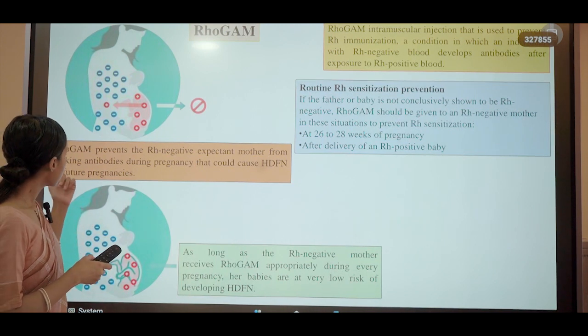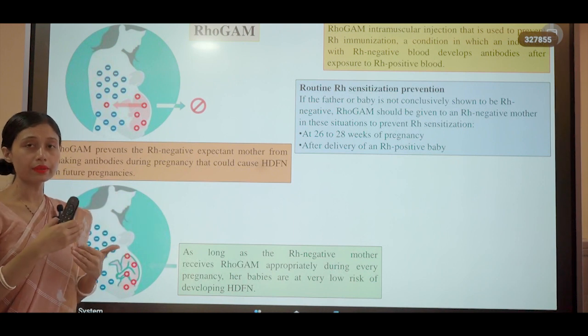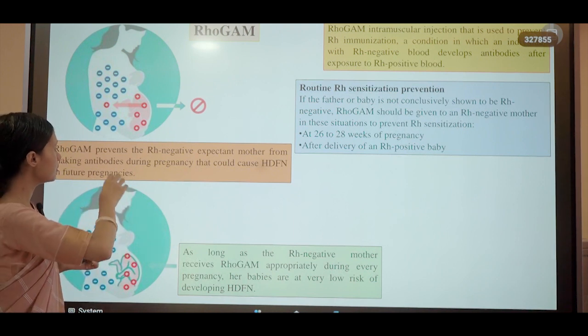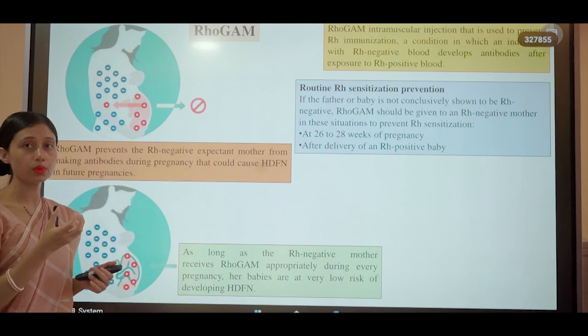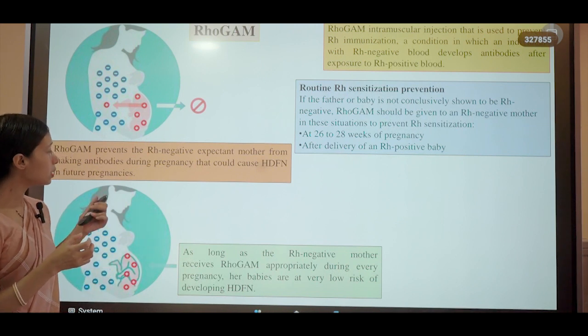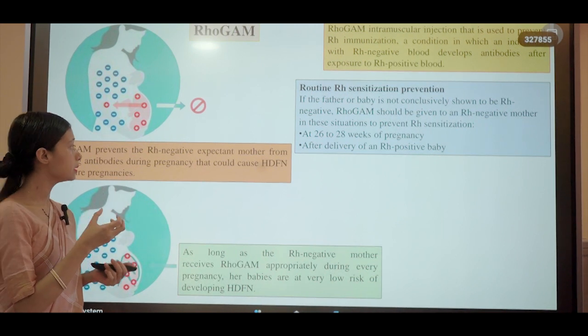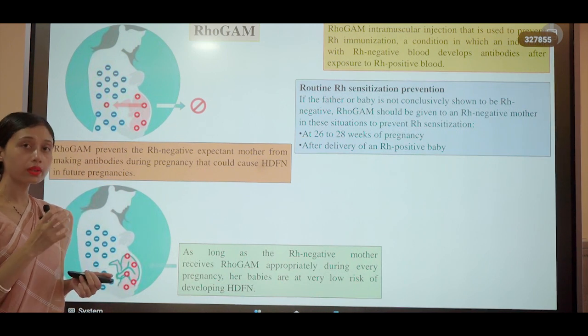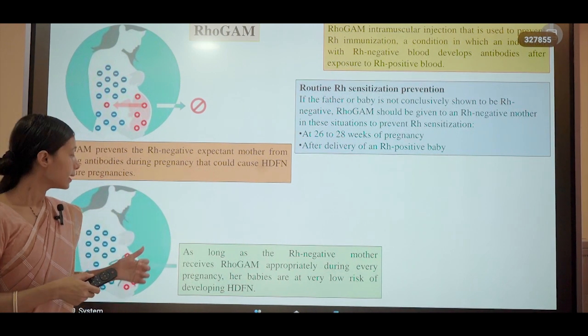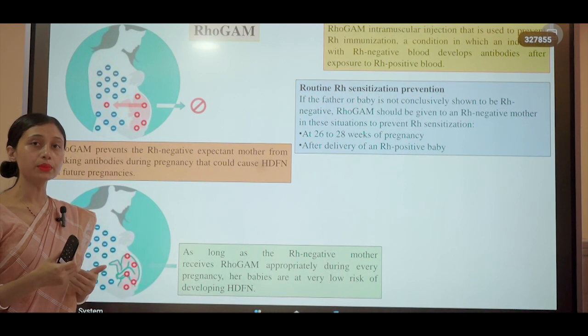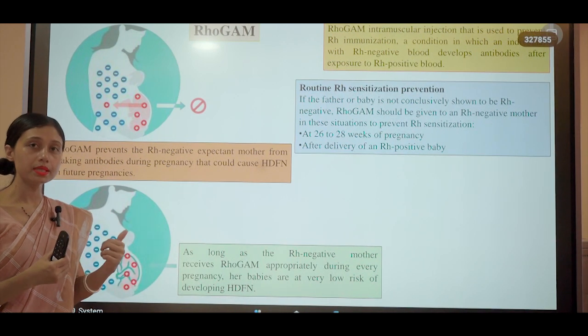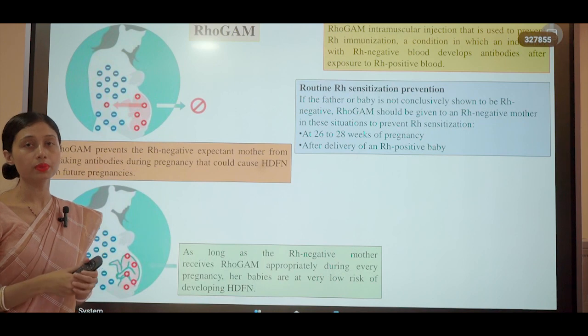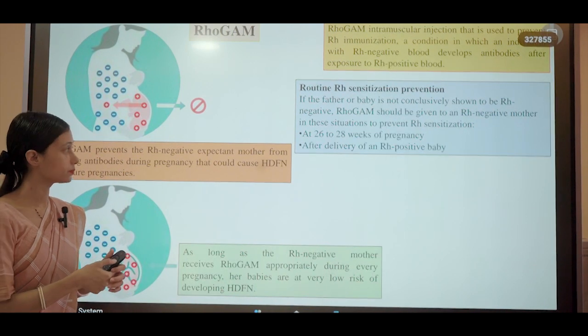Therefore, if there are no anti-Rh antibodies in the maternal blood, there will be less possibility of causing hemolytic disease to the newborn. So as long as the Rh negative mother receives Rhogam appropriately during her pregnancy, her babies are at lower risk of developing the hemolytic disease.